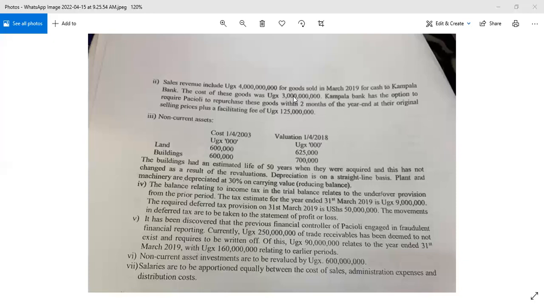Then the cost of the goods, our inventory can't be reduced by 3M because you've not actually sold it yet. You've just taken it to another warehouse. So because of that, our inventory still remains the same. We're supposed to restore our closing inventory by the 3M. Hence, we debit the inventory with 3M and credit cost of sales with 3M.